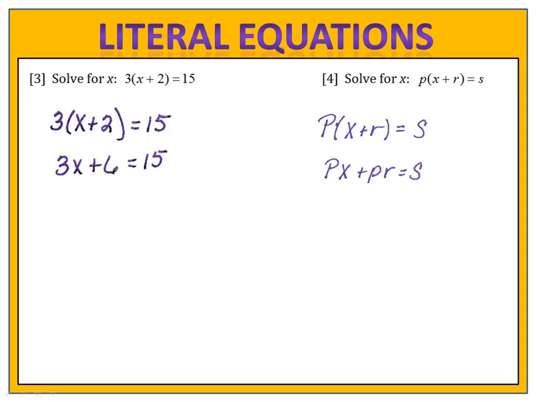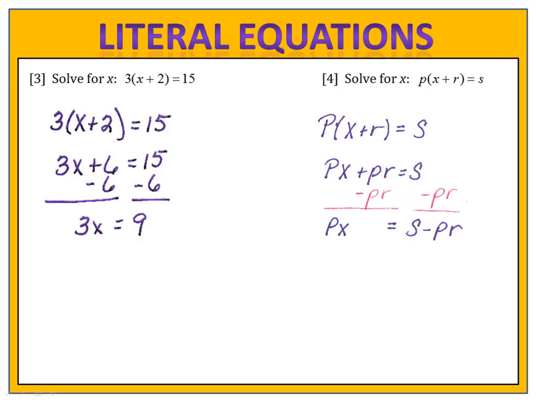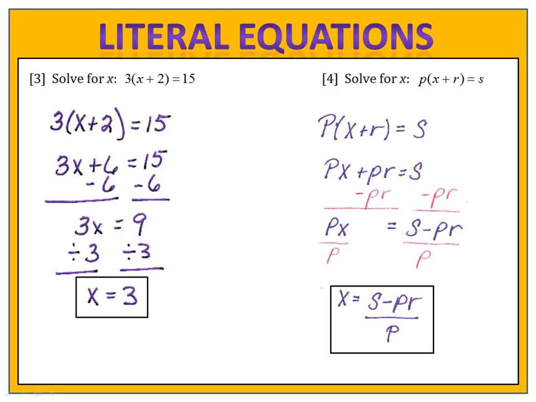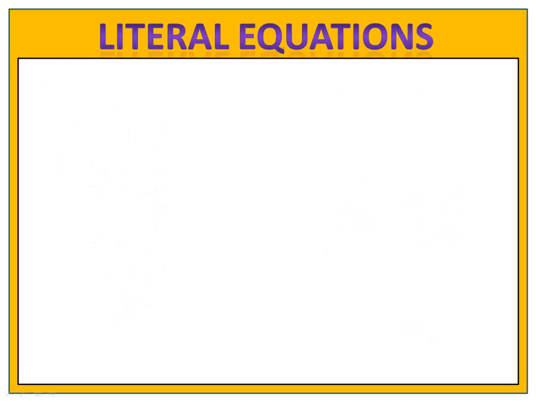We began by using the distributive property in both equations. Then we subtracted in order to get our x values alone. Next, we divide by the coefficient of x, and now we have our solutions: x equals 3, and x equals s minus pr all over p. And this is where we'll end for today.